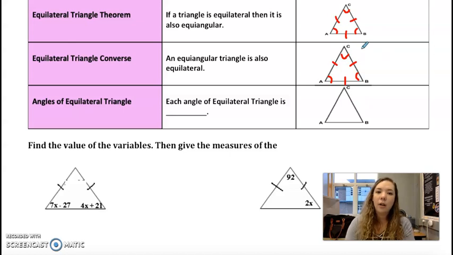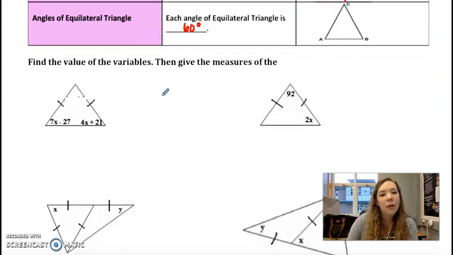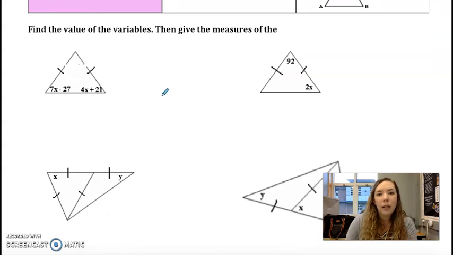Angles of equilateral triangle: each angle of an equilateral triangle would be 60 degrees since the total has to be 180. Just 180 divided by 3 there. Find the value of the variables, then give the measures of the angles. I think we lost a word there.